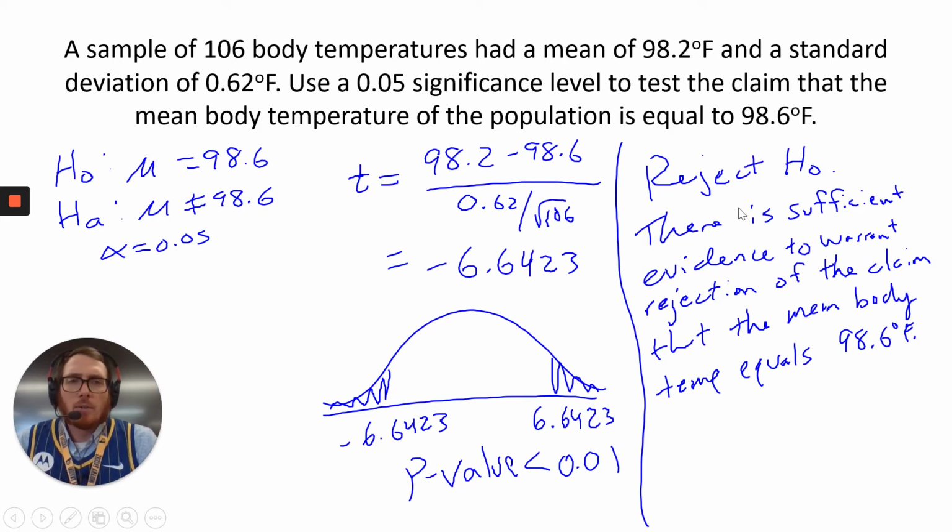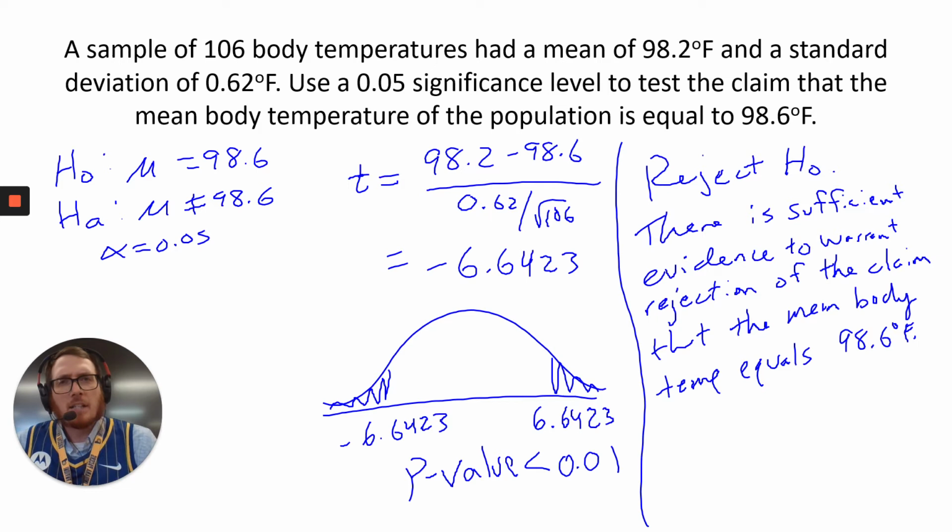We reject the null. Now, I'm using a little bit different wording than I have in the past to help correlate some things to your textbook. Your homework goes through some of these questions, and when it's an equal to, not equal to, they show that there's significant evidence to warrant rejection of the given claim, which is the null hypothesis.